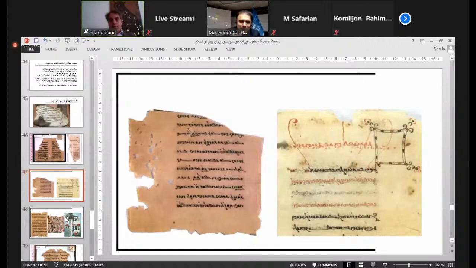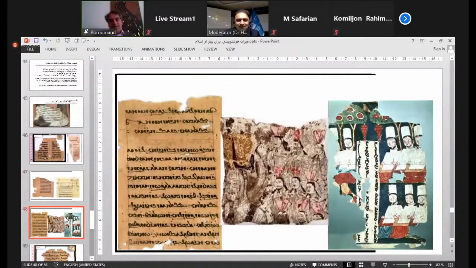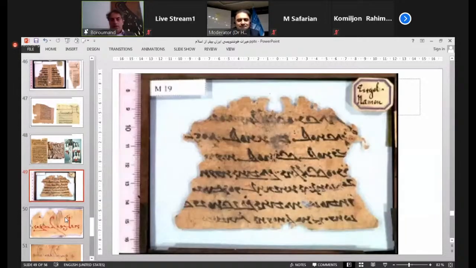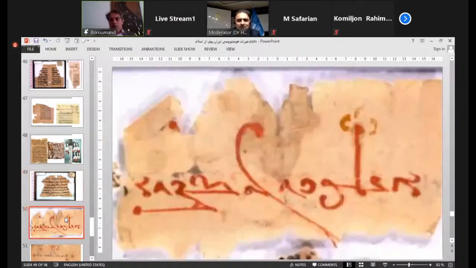So let's review the pictures. This is the calligraphy of the Manichaeans, which was found in Turfan, China. These are found in China from Mani. Thank you for showing the pictures.